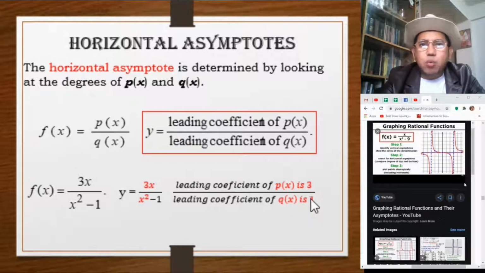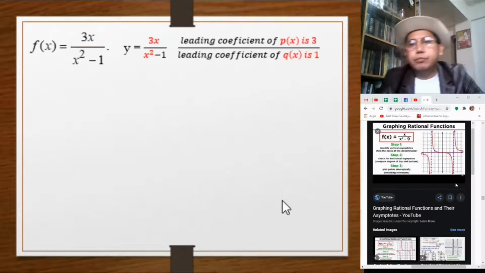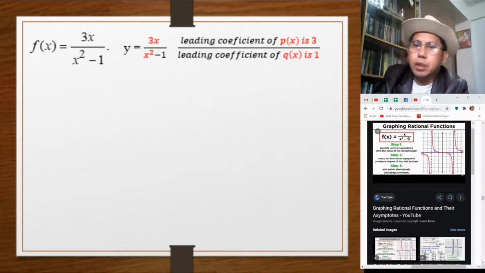The question is, what is the first term? The first term is x raised to 2. Now, when we are talking of the leading coefficient, it is actually the numerical coefficient of this first term. What is the numerical coefficient of this first term? It is 1x or 1. So continuing the problem, our leading coefficients are 3 and 1.